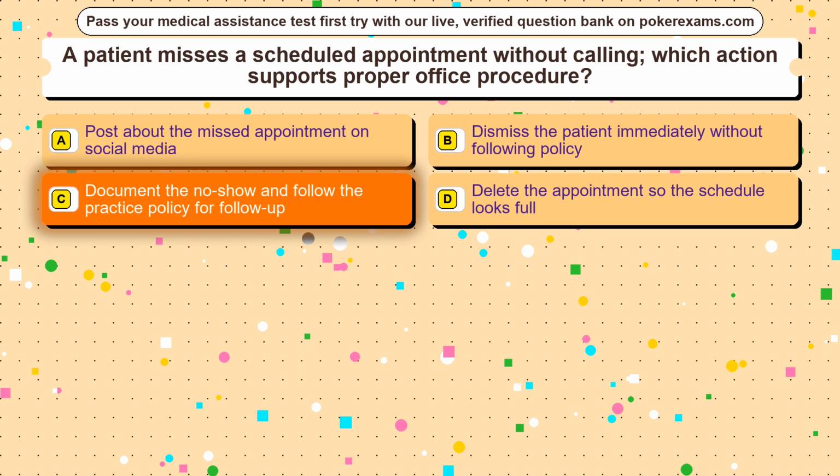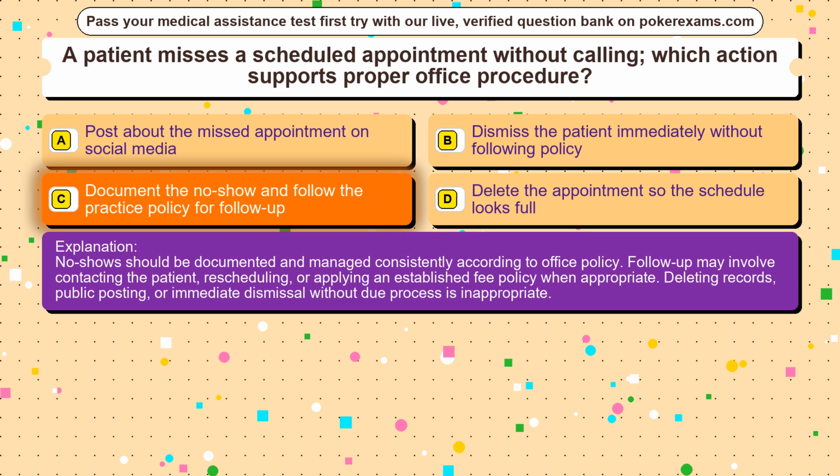The correct answer is option C, document the no-show and follow the practice policy for follow-up. No-shows should be documented and managed consistently according to office policy. Follow-up may involve contacting the patient, rescheduling, or applying an established fee policy when appropriate. Deleting records, public posting, or immediate dismissal without due process is inappropriate.